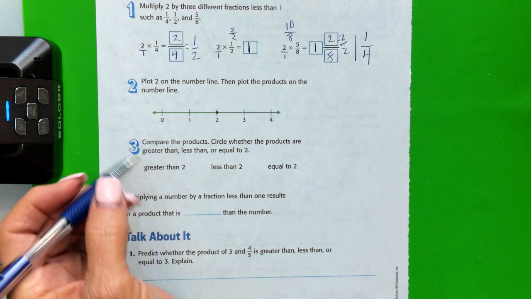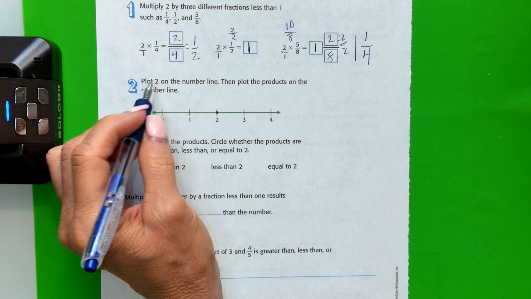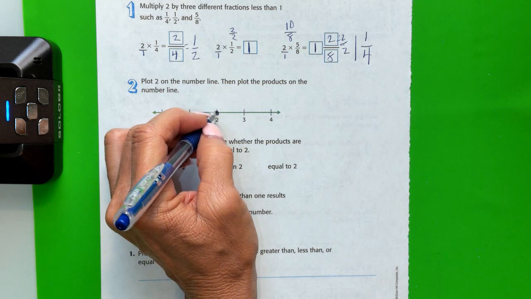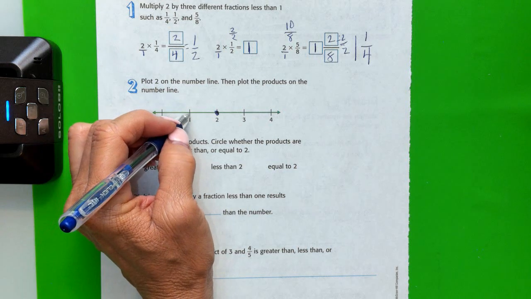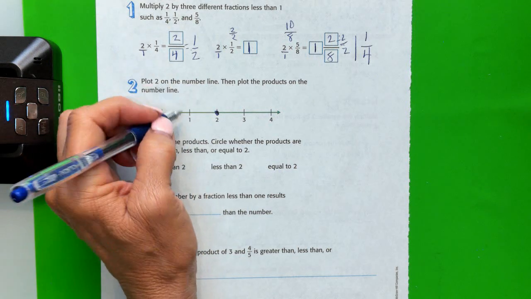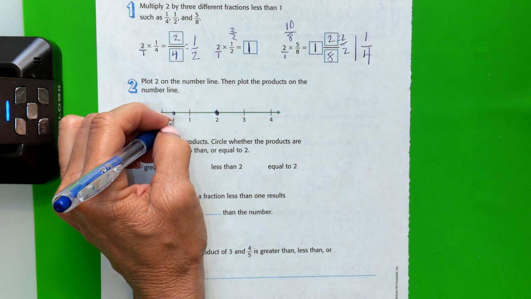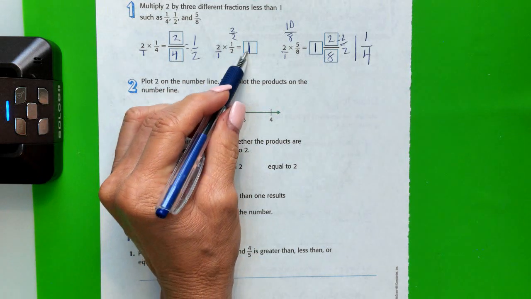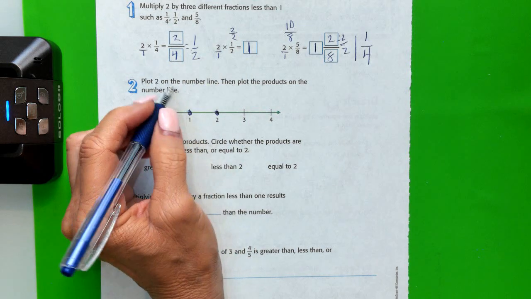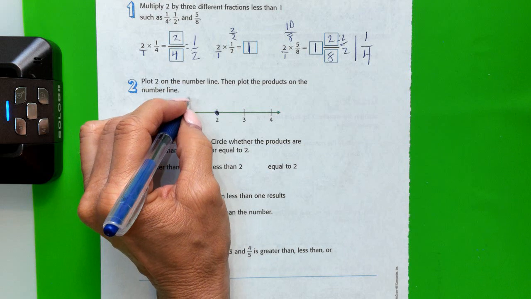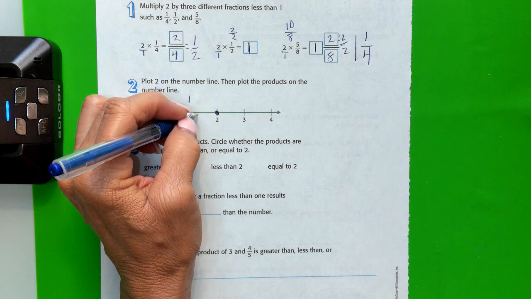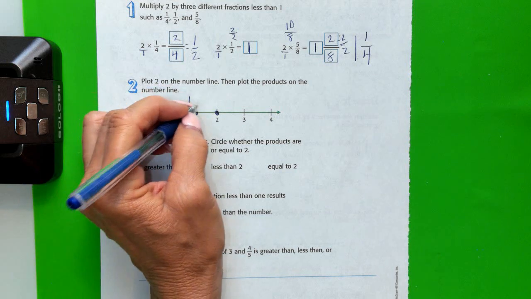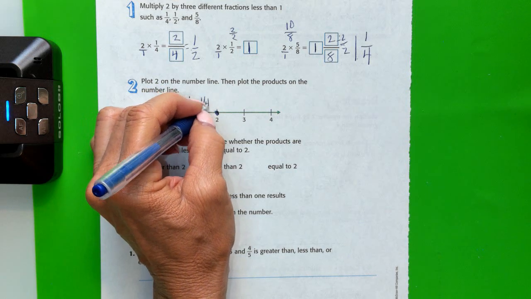So let's plot that on the number line. So 2 is plotted for us, and now we're going to plot the products on our number line. So here we had a half, so that's about down there, 1/2. Here we had a whole, so that's right there, that's our 1. And then lastly we had 1 1/4, which would be about right there, 1 1/4.